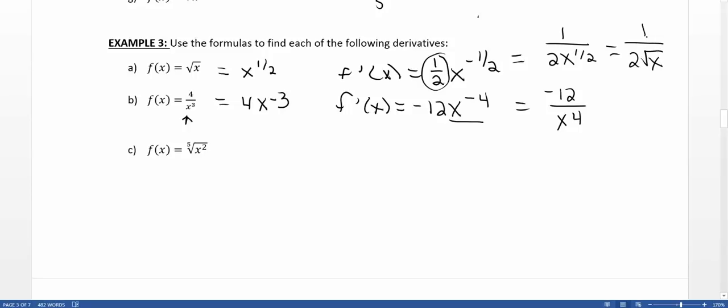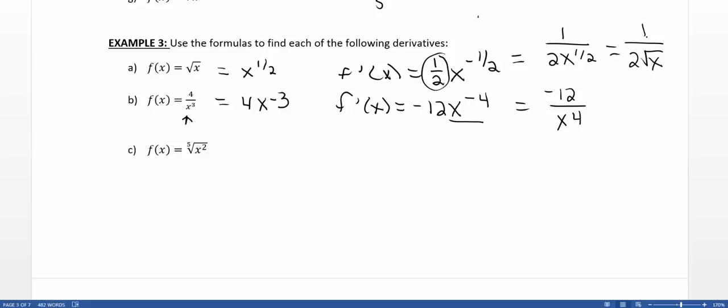So 1 over 2 square roots of x. These are all algebraically equivalent. In mathematics, generally we don't like to leave powers as negative, so we do often put the term back down into the denominator. Let's look at C.